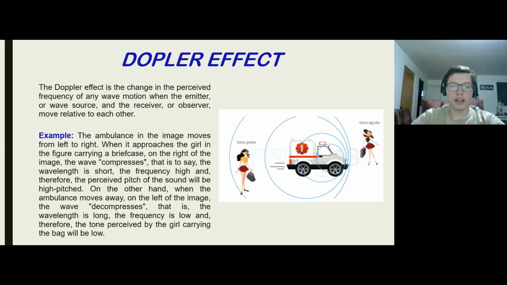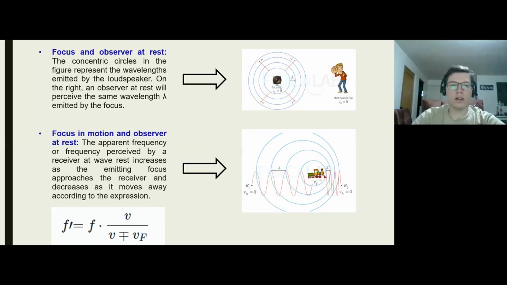On the other hand, when the ambulance moves away on the left in the image, the wave decompresses. That is, the wavelength is long, the frequency is low, and therefore the sound perceived by the girl carrying the briefcase will be low. Source and observer at rest. The concentric circles in the figure represent the wavelengths emitted by the loudspeaker. The observer at rest will perceive the same wavelength lambda emitted by the source.